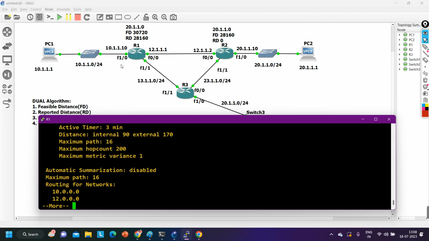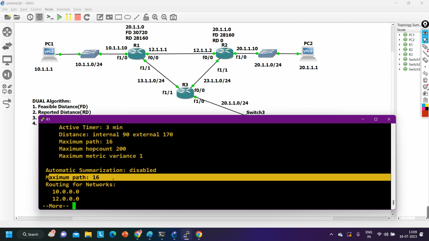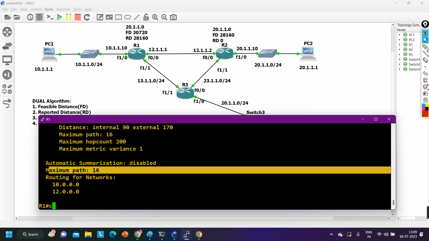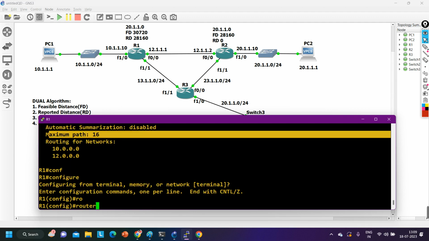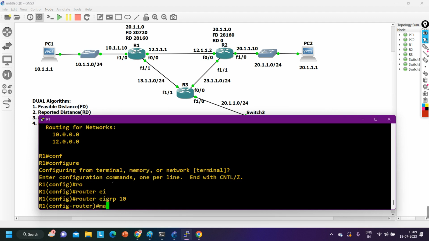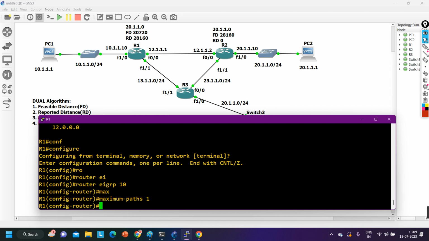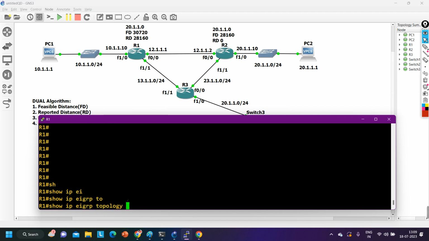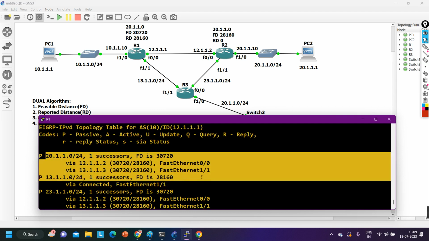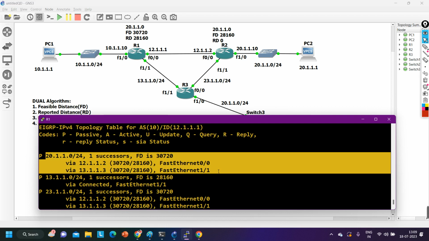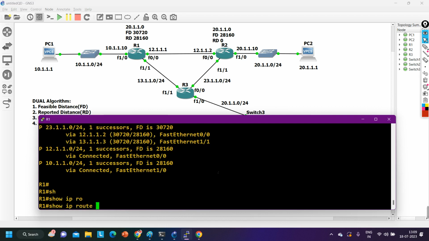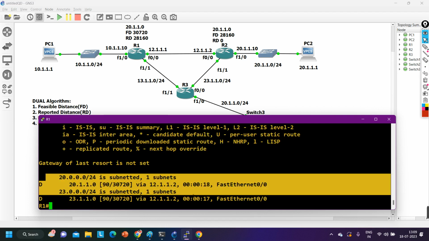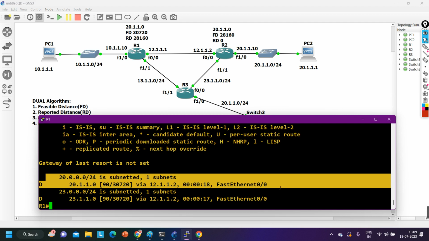Router 1 has installed 2 paths because the maximum path configured over here is 16. It means it can install up to 16 paths in its routing table. But if I configure maximum path 1 over here, router EIGRP AS number 10 and maximum path 1, now this router cannot install more than one path. So show IP EIGRP topology. Inside the topology table, how many paths do we have? 2. And show IP route EIGRP, how many paths? Only 1 via router 2.